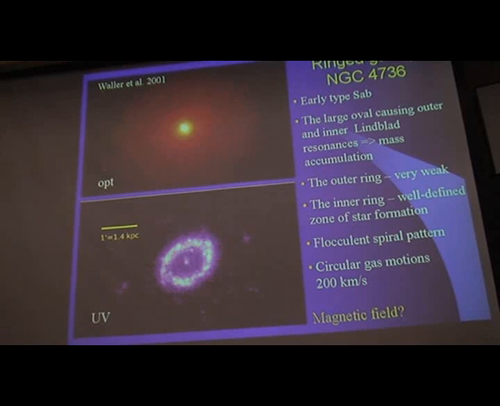This galaxy has only a flocculent spiral pattern, and in fact in many wavelengths the morphology is dominated by the inner ring. There are mainly circular gas motions in this galaxy with velocity about 200 km/s. Can we expect the generation of magnetic field in this situation? What kind of magnetic field structure can you guess?